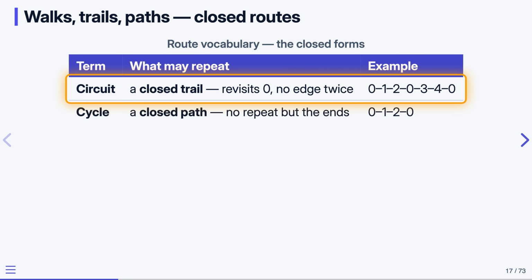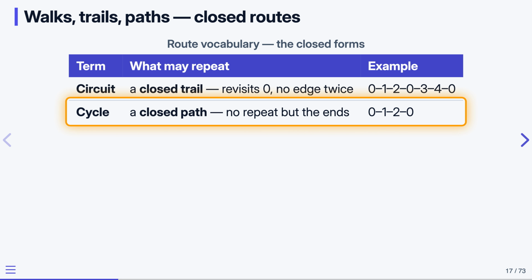2 more terms, both for closed routes. A circuit is a closed trail. It returns to the start and uses no edge twice. On the 2 triangle figure, an example is 0, 1, 2, 0, 3, 4, 0. A cycle is a closed path. Nothing repeats except the start and the end, which meet. An example is 0, 1, 2, 0.